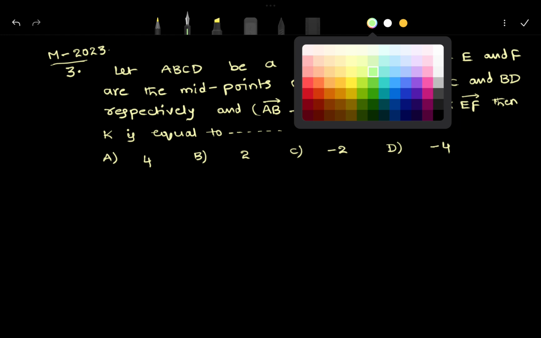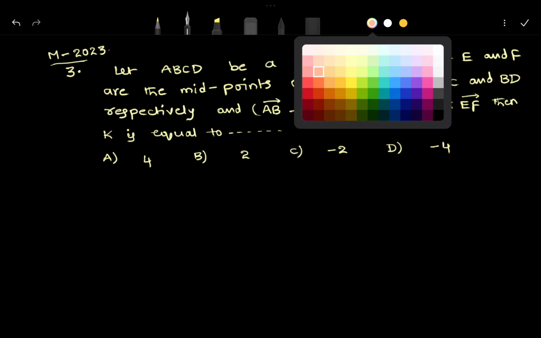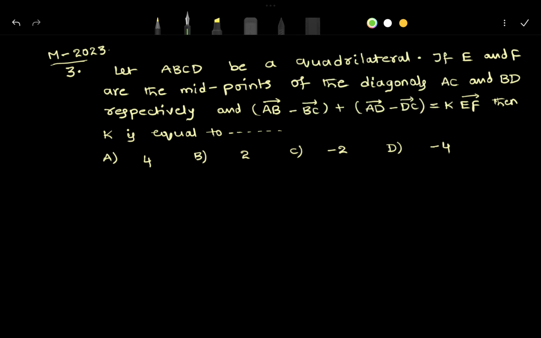Here you can take that. See, this is that one quadrilateral. You take this as one quadrilateral, say A, B, C, D.